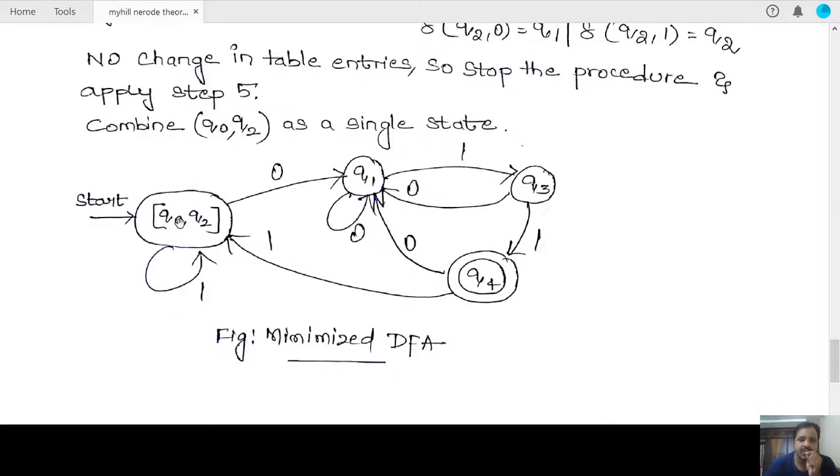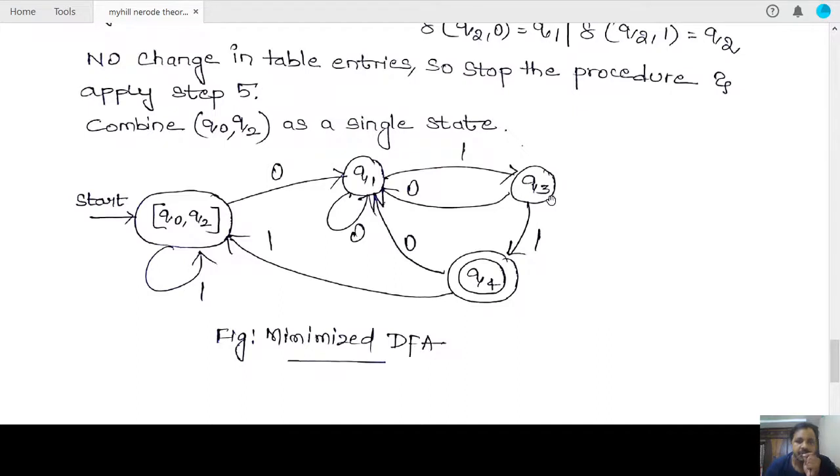So Q0 on 0 is going to Q1. Q0 on 1 is going to Q2, and Q2 is also the same state, so that's why we are having the self transition. Q1 on 0 is Q1 itself. Q1 on 1 is Q3. Q2 on 0 is going to Q1, but Q2 is already merged with Q0, so we need not again specify the transition. Q2 on 1 is Q2 itself, and since Q0 Q2 is merged, you will get the self transition in this minimized DFA.